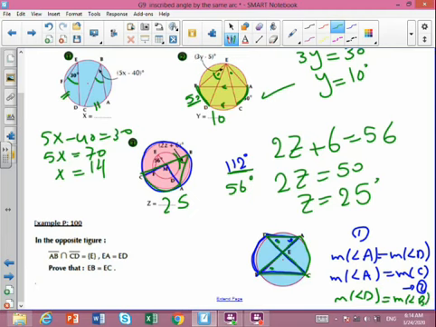This is number three. As you see here, measure A equals measure D and measure A equals measure C. So D and C will be equal. And also measure D equals measure B. So B and C are equal. So EB equals EC.